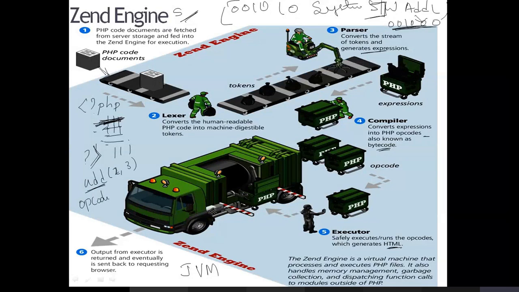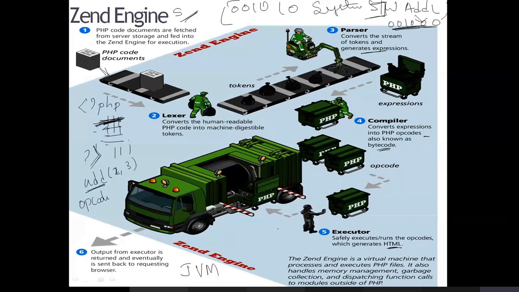Once the PHP code, the opcode, is executed, it is sent as an output from the Zend engine. The output from the executor is returned and eventually sent back to the requesting browser. Whatever output you get from the executor will be rendered in the browser that made the request.